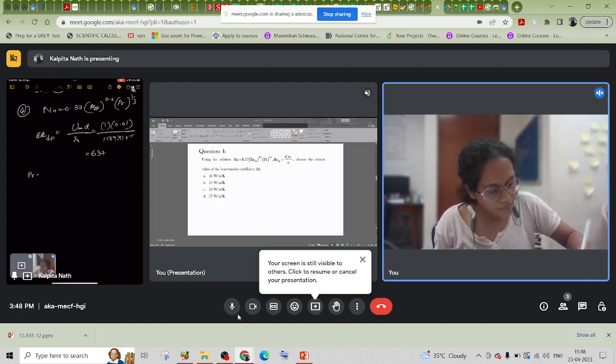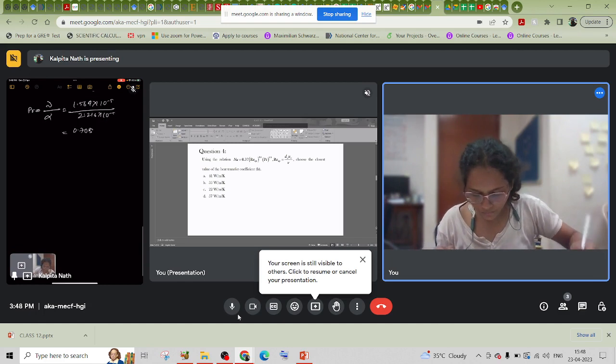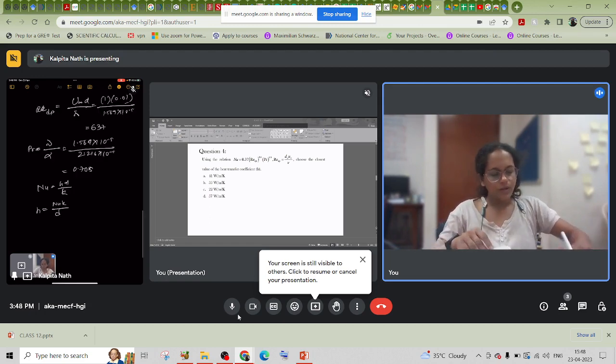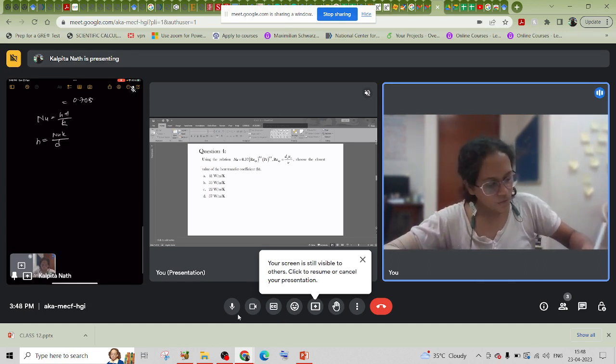Then we'll find out the Prandtl number. Prandtl number is nu upon alpha, that is 1.569 × 10⁻⁵ upon 2.216 × 10⁻⁵. That is 0.708. Now, Nusselt's number is equal to hd by k, so h is equal to Nusselt's number times k by d. So we'll replace Nusselt's number here in the main equation.